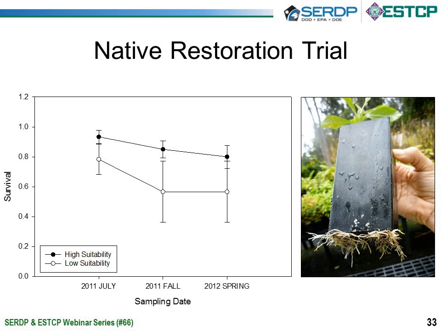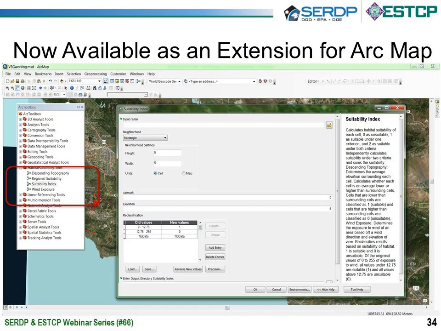Okay, then as a final test, we planted native species across this experiment. And as you can see, survival was higher across the board in the high suitability areas. So it's sampling date on the x-axis and survival on the y-axis here. So we feel really good about this tool. I hope I've given you a convincing argument that these tools play a valuable role in helping us to determine where to plant in these tropical areas.